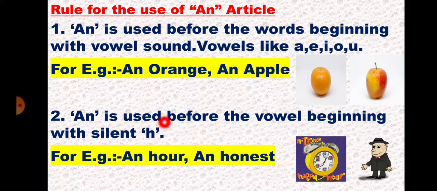Second, an is used before a word beginning with a silent h. An hour, an honest. So here also the word has a silent h. So here we are using article an. An hour, an honest.